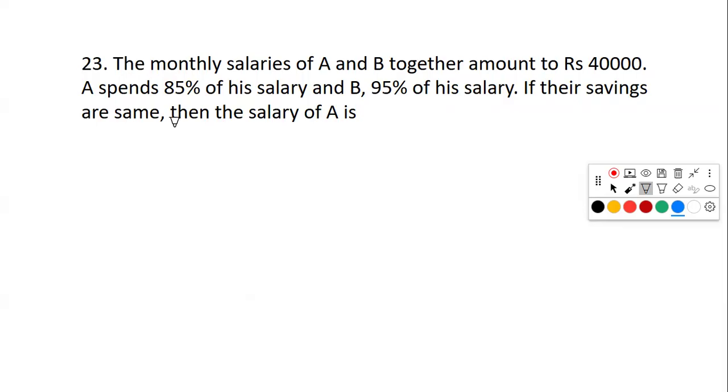So two people are there, so you should have two equations. A fundamental concept: the number of variables, that many equations you should have. One variable, one equation. Two variables, two equations. Three variables, three equations. So when two people are there, you should have two equations. So how to frame two equations from the given data?